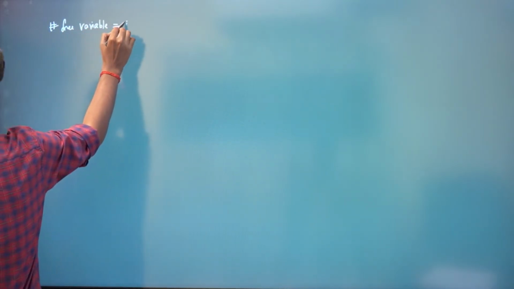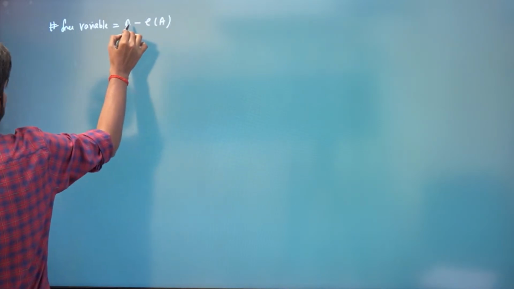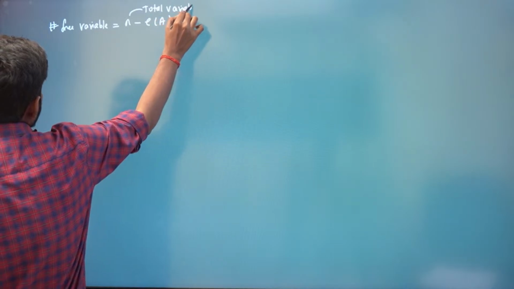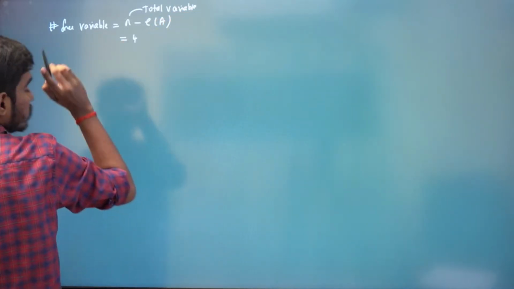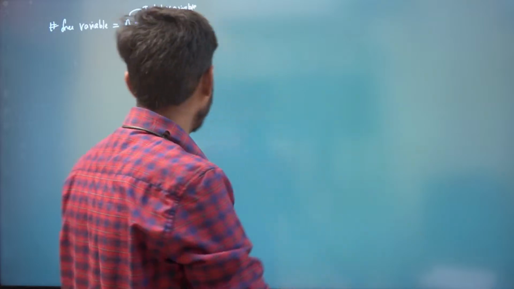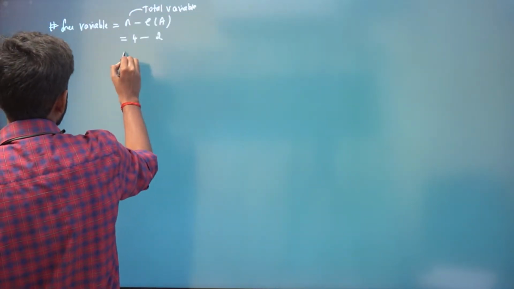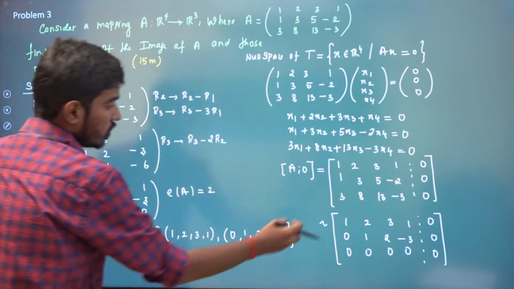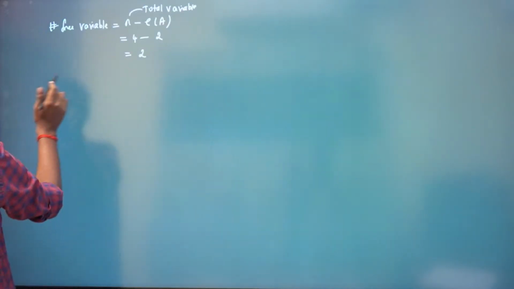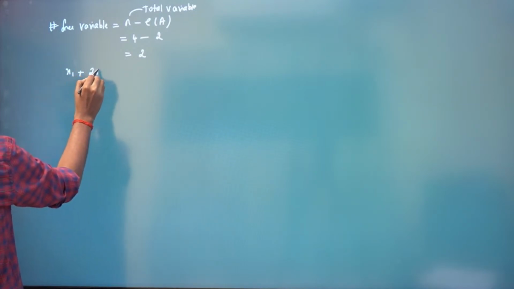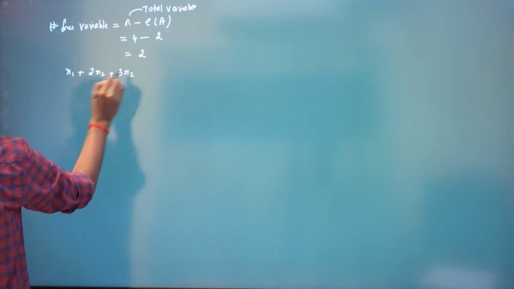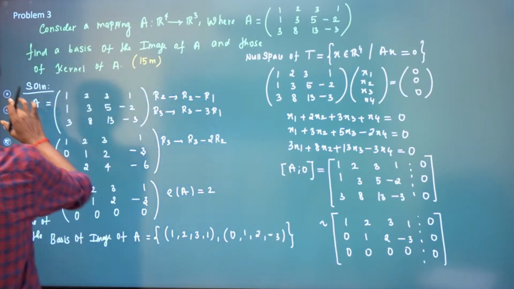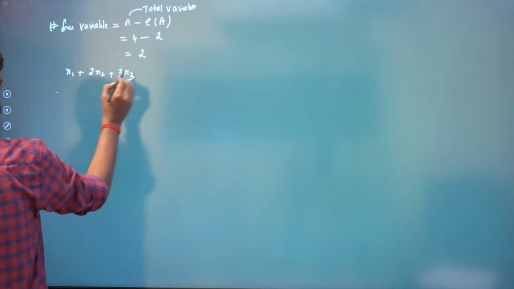number of free variable is n minus rank of A. So n is total number of variables, right? So total variable minus rank of A. So we have four variables x1, x2, x3, x4, and a rank of A is equal to 2. So that means we have two free variables, right? And what is the equations we have? x1 plus 2x2 plus 3x3 plus x4 equal to 0.